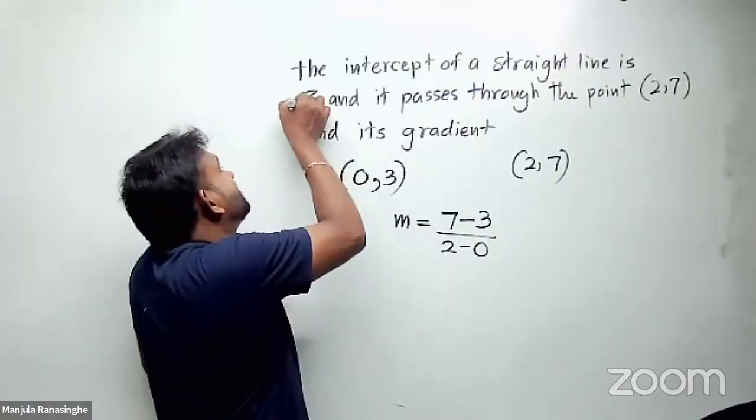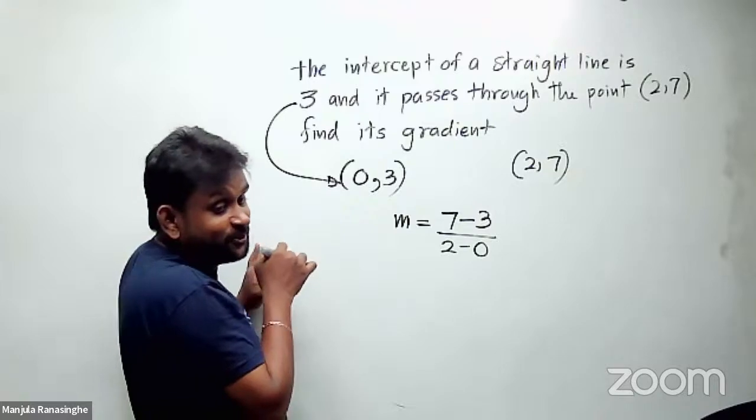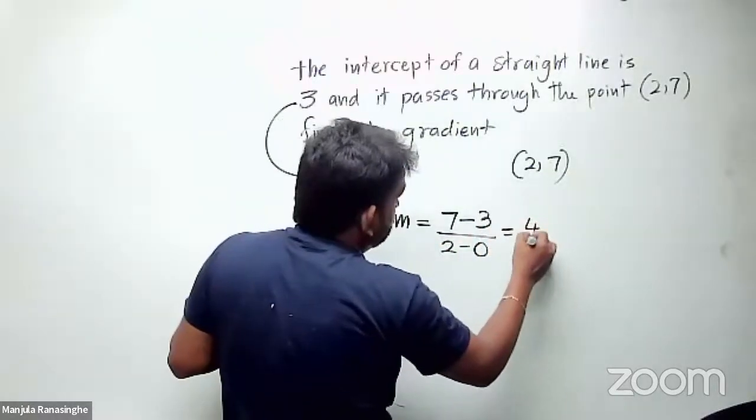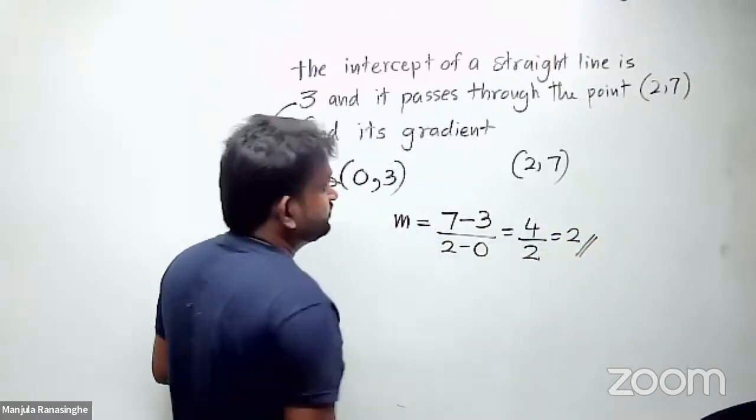We converted the intercept into a coordinate. Remember that. That's x coordinate 0. So 7 subtract 3, 4. 2 subtract 0, 2. 4 divided by 2 means 2.